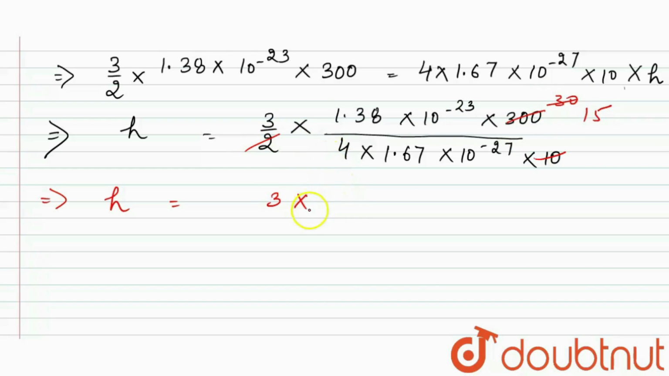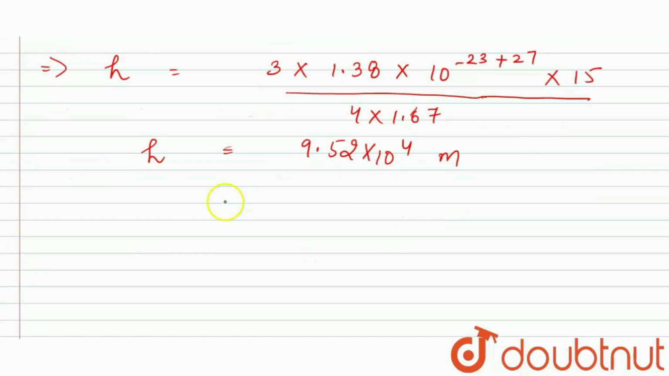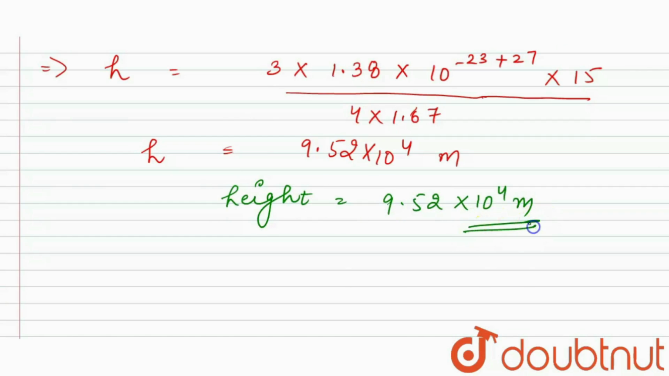So it will be 3 into 1.38 into 10 raised to minus 23 plus 27 into 15 upon 4 into 1.67. Now we have 10 to the power 4, and after solving these terms we will get 9.52 into 10 raised to 4 meters. So h, that is our height, is equal to 9.52 into 10 raised to 4 meters, and that's our answer.